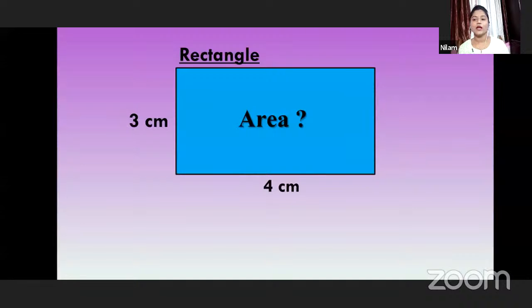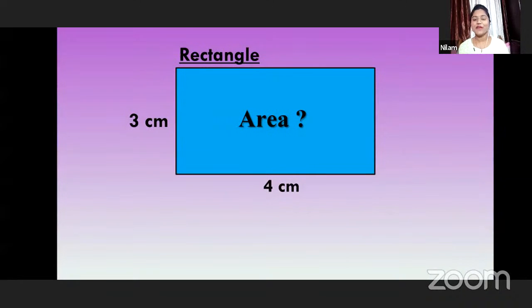What will be the area when the length is 4 and the breadth is 12 centimeter? Okay, the answer is correct, but we have to find out the area.